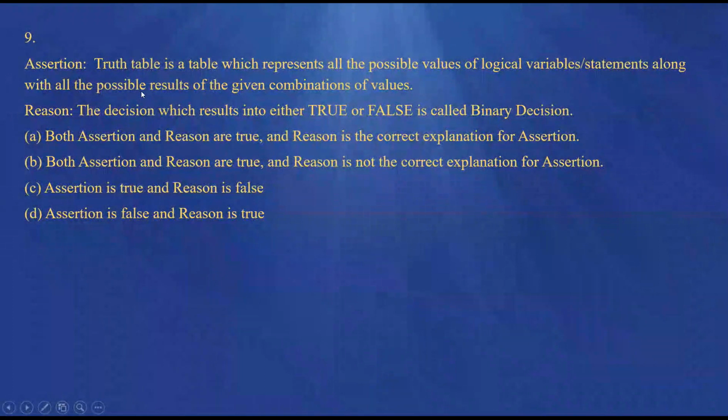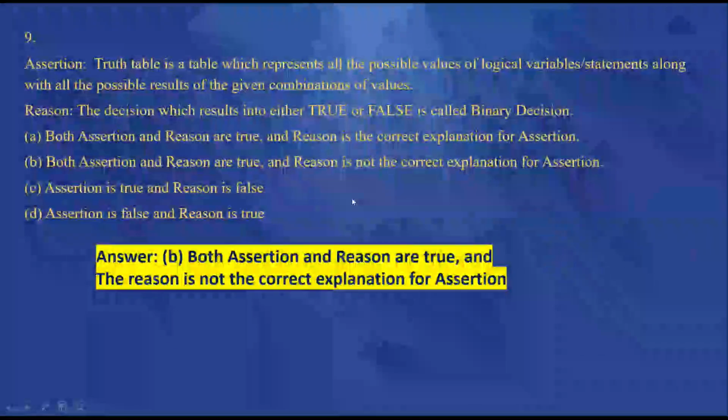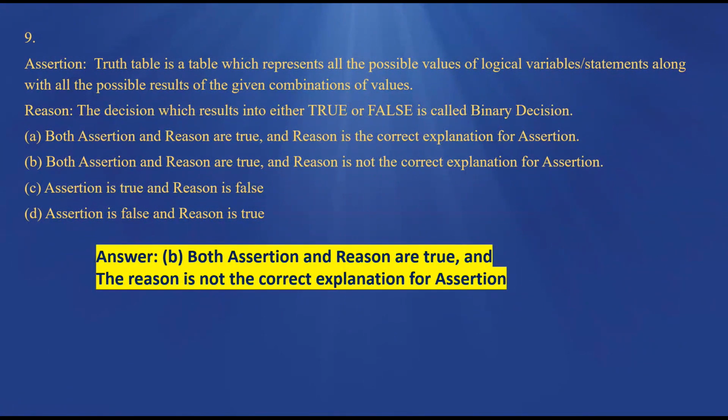Next question. Assertion: a truth table is a table that represents all possible values of logical variables or statements along with all possible results of the given combination of values. Reason: the decision which results in either true or false is called a binary decision. Here both assertion and reason are true, but the reason is not the correct explanation of the assertion. The statement in the reason is a separate statement, whereas the truth table representation, the assertion, is another separate statement, and both are satisfied in their own terms.